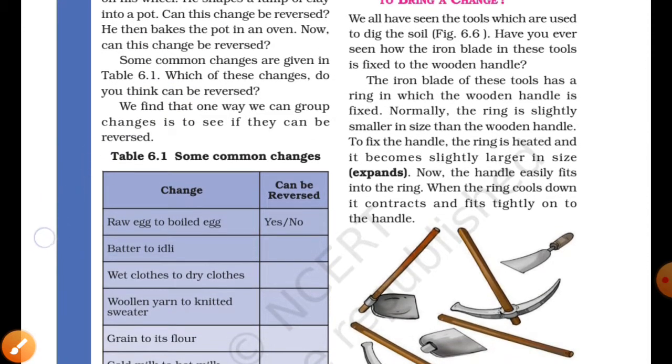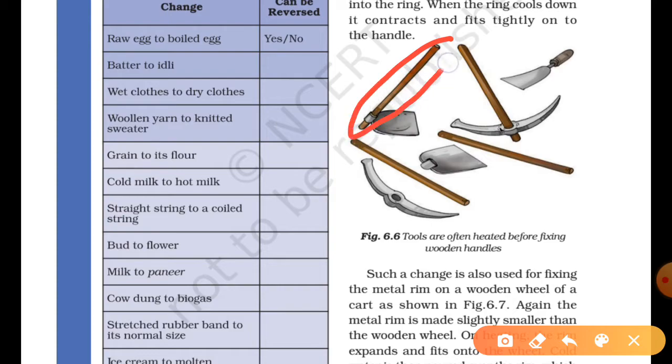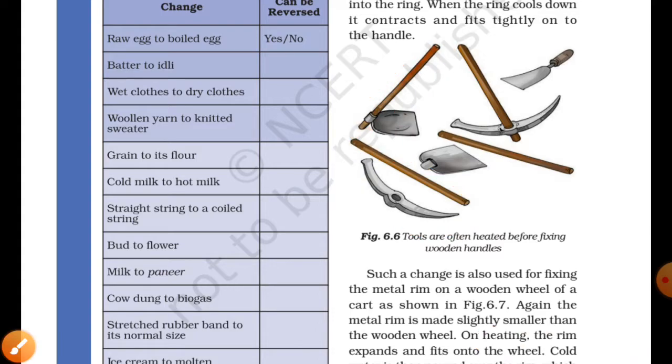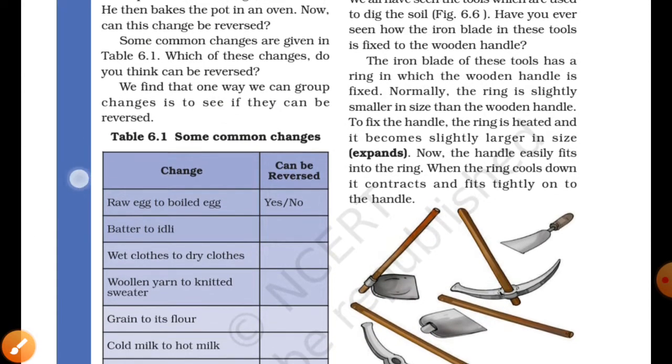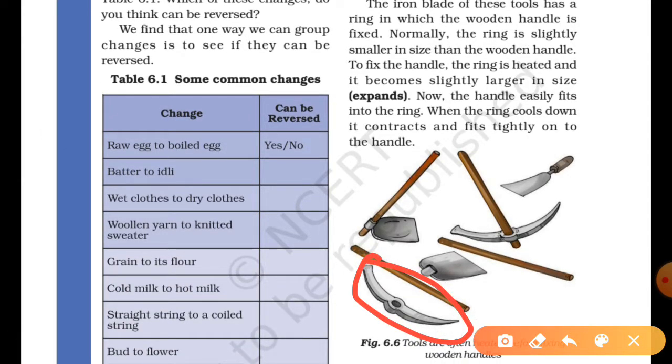Expansion means, when we have a wooden thing like this and we have to fit an iron rim onto it, the rim only moves around. So how do we fit it? It is not fitting completely. So first we have to do expansion. Expansion means heating the iron rim, and the size of the iron rim becomes slightly larger.